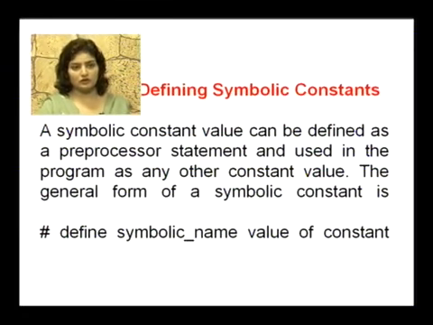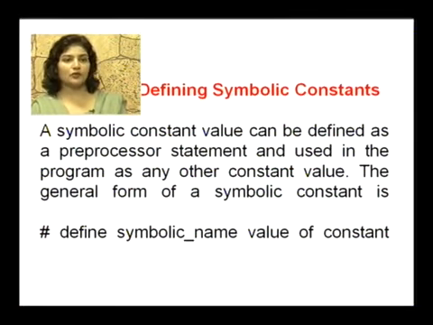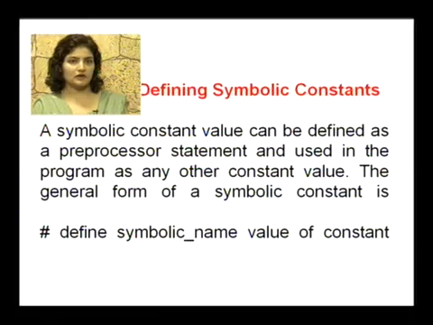Defining symbolic constants. Now suppose you have some constant value, then you can define it as a preprocessor statement and use it in the program like any other constant value. So you have to define it as #define, then the name that you are giving to the constant, and the value of the constant. Then throughout the program, the value of this symbolic name will remain the same.